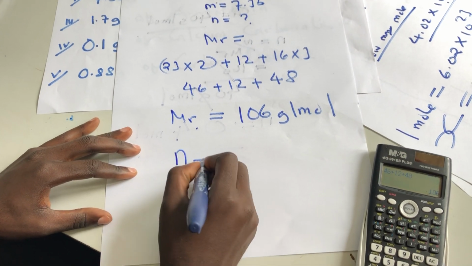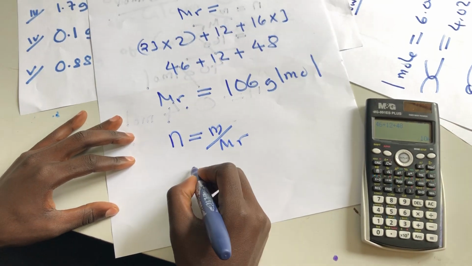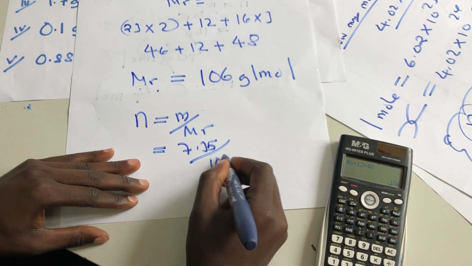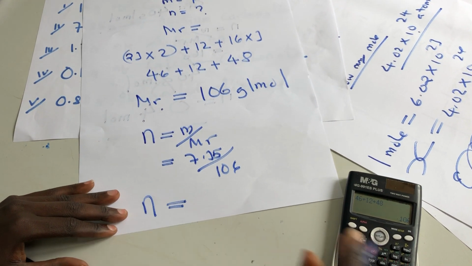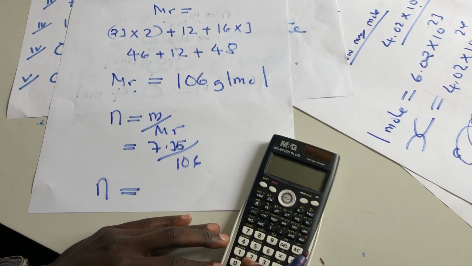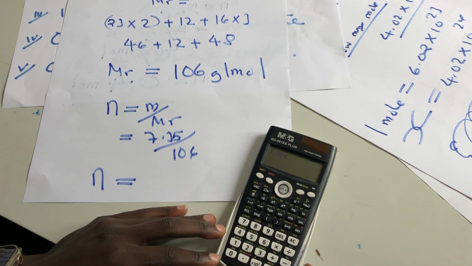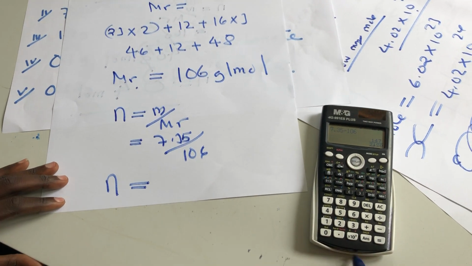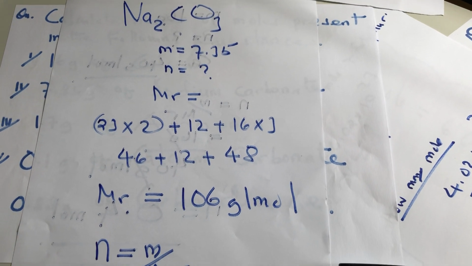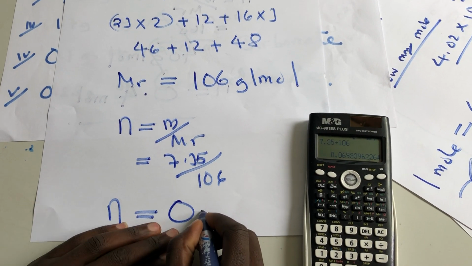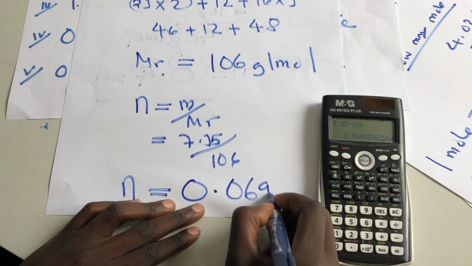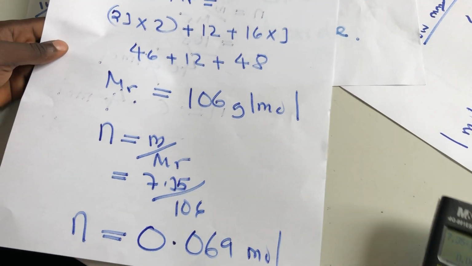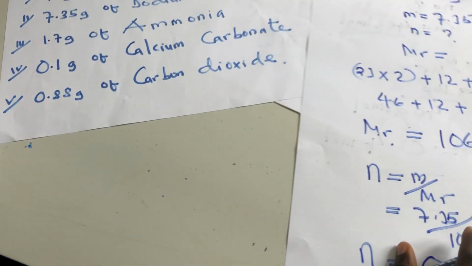So from the formula, number of moles equals mass over molar mass. Mass given is 7.35 divided by 106. So number of moles for sodium carbonate equals 7.35 divided by 106. And then you get 0.069 moles. So that's how you can find the number of moles for sodium carbonate.